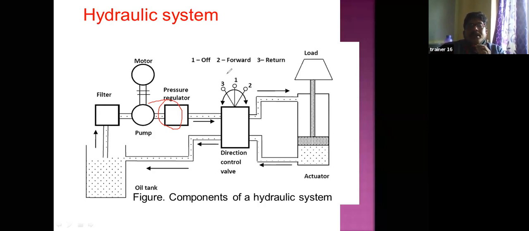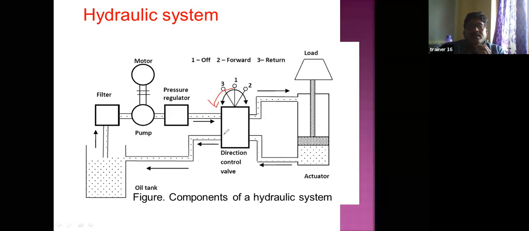And then the button is there. See here, one is the off condition, two is forward and three is return. We can perform either way. For example, when you press in this direction, the pressurized liquid enters here, the piston moves from top to bottom, and thereby the load is lowered. The liquid at the other end goes through the directional control valve and again reaches the oil tank. And if you go to the reverse, that is, for example, 1 to 3, that is the load, right?